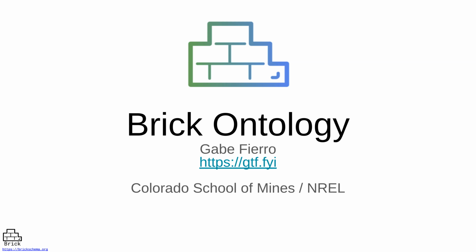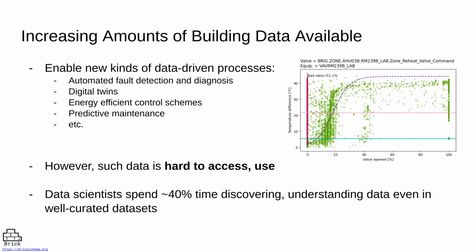Hi everyone, so I'm going to be talking about the BRIC ontology, and in the context of building data exchange, the kind of data that I'm talking primarily about is the telemetry coming out of the BMS or BAS or EMS or whatever three-letter acronym you choose to use. So I'm sure it's no surprise to all of you that there's an increasing amount of building data available, enabling new kinds of data-driven processes, not just automated fault detection and diagnosis, but whatever a digital twin happens to mean to you, new control schemes, predictive maintenance, interesting data-driven applications.